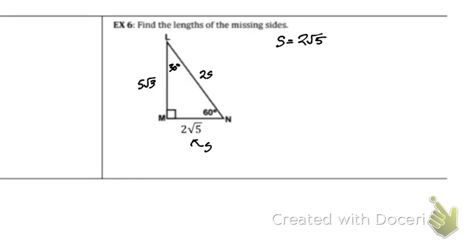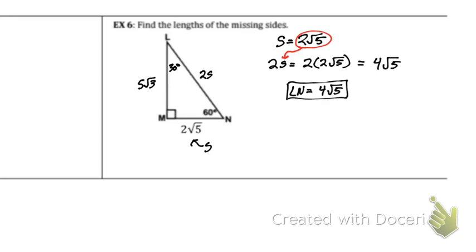I always do my hypotenuse next because it's just 2 times s. So 2s is going to equal 2 times 2 square root of 5, because I'm just going to take that 2 square root of 5 and replace it for that s, which is going to equal 4 square root of 5. So if 2s equals 4 square root of 5, that means LN is going to equal that 4 square root of 5. That's one side down.